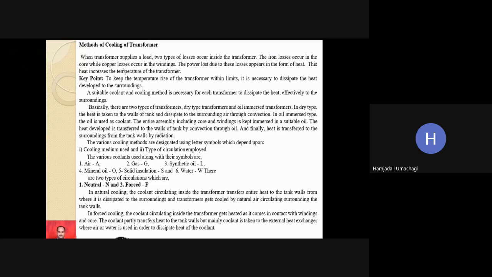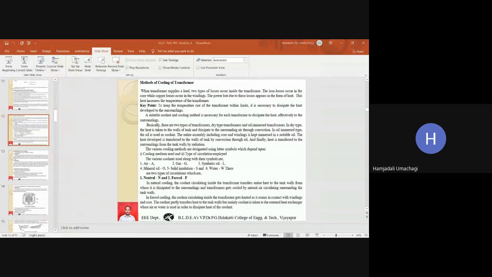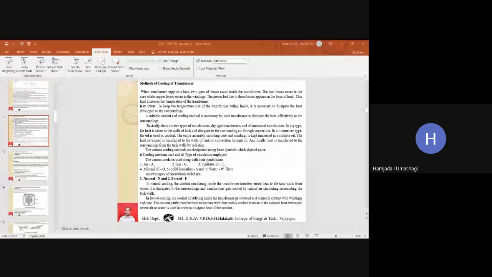See here, let us see the explanation part for methods of cooling a transformer. When transformer supplies a load, two types of losses occur in a transformer. Still many of the students are joining. Right now 41 students have joined the class.